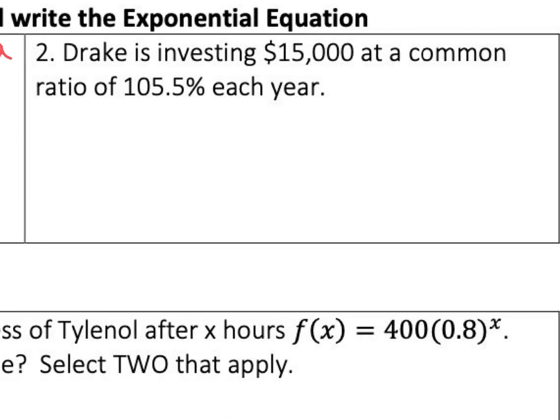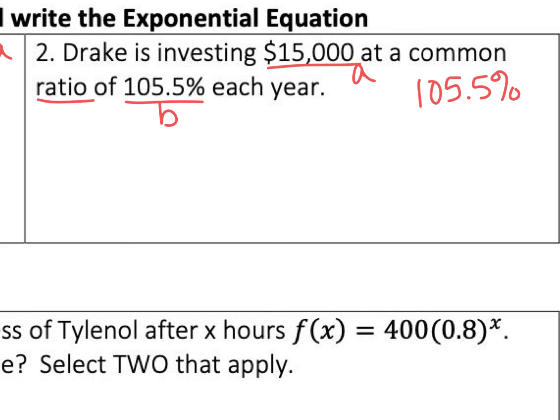Drake is investing $15,000. Is that A or B? That is A, and a common ratio. This is our B. Now, what do I have to do with that percent? What do we change it to? A decimal. Definitely. So if I have 105.5% and I'm going to change it to a decimal, you can change that all of the ways we talked about at the very beginning.